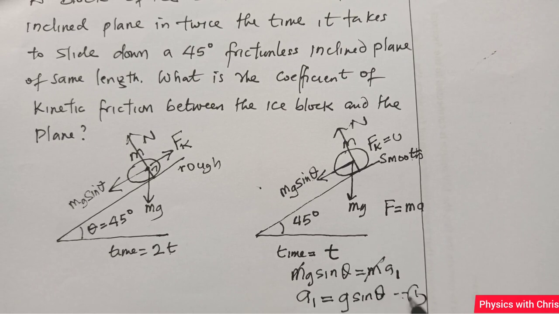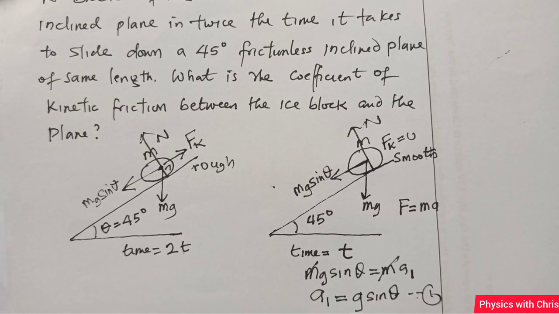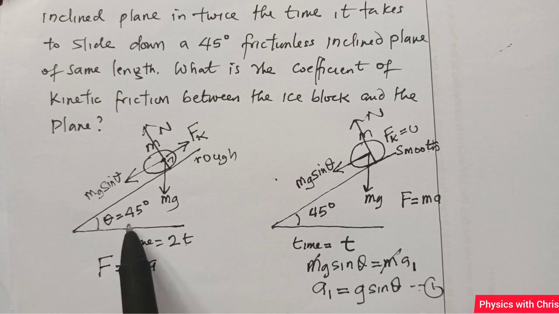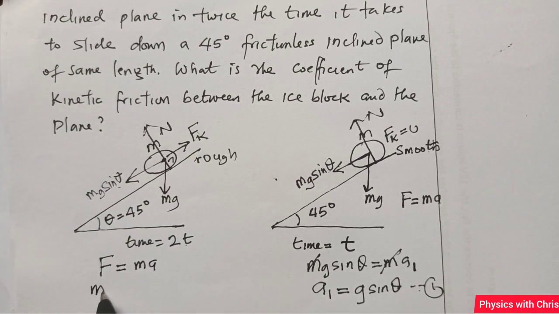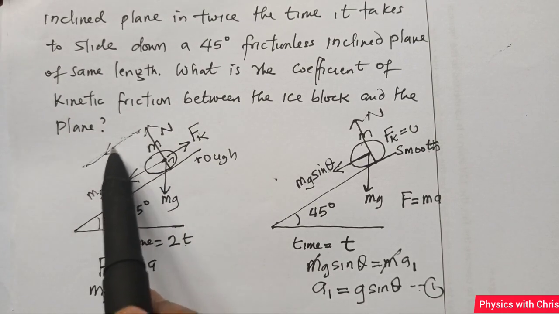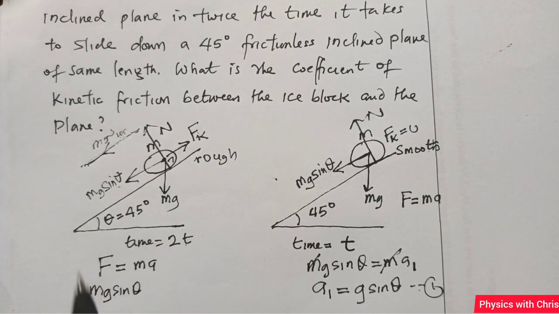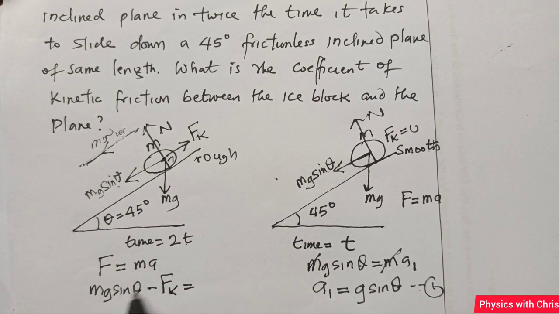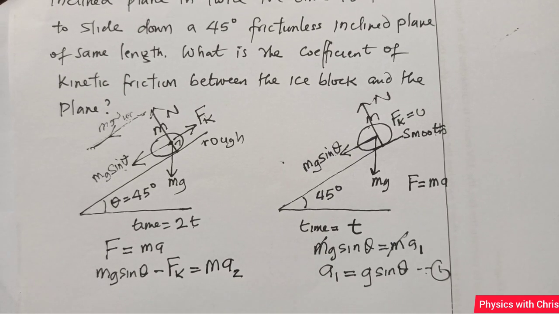I call this equation 1. Now let me come back to the second inclined plane where the frictional force acts. The resultant force from Newton's second law is mass times acceleration of the block down the plane. And here the resultant force is given by the difference between these two forces. So mg sine theta is taken as positive because it acts in the direction of motion. Any force acting in the direction of motion is given a positive sign, and any force that opposes that direction is given a negative sign. So mg sine theta minus Fk equals mass times acceleration. Let me call that a2, the acceleration on the rough plane. So we're going to see how the two accelerations, a1 and a2, relate. Okay, so let me come back here now.